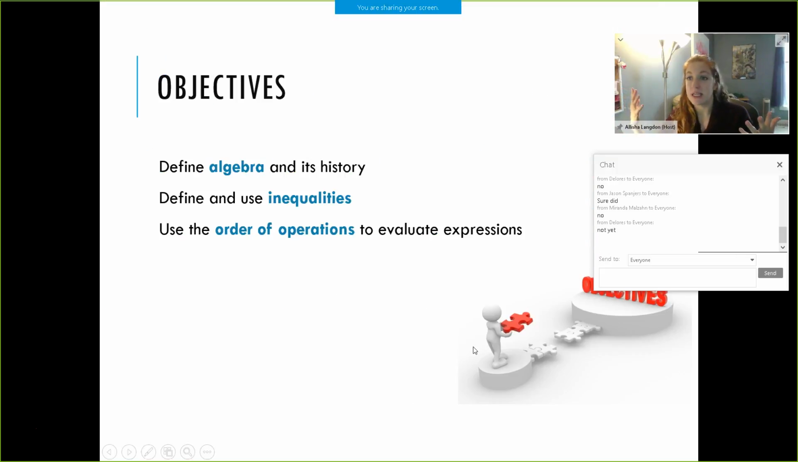So what are we going to talk about today? In today's lecture, we're going to talk about algebra, a little bit of its history, just very brief. And then we're going to talk about inequalities. You may or may not be familiar with inequalities, and they're going to come up a lot more in part 2 of this week. And then we're going to talk about the order of operations. That probably sounds familiar to everybody. Maybe you know it as PEMDAS: Please Excuse My Dear Aunt Sally. Maybe not, and we're going to use that to evaluate.